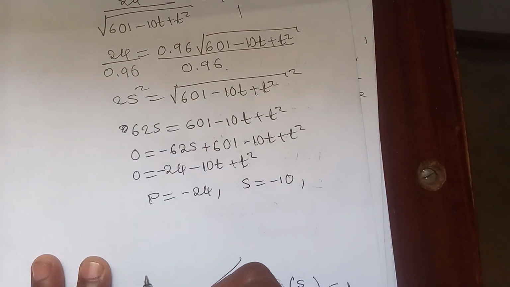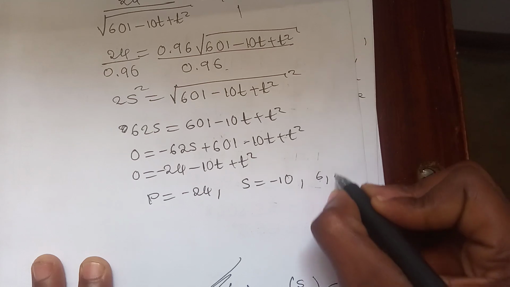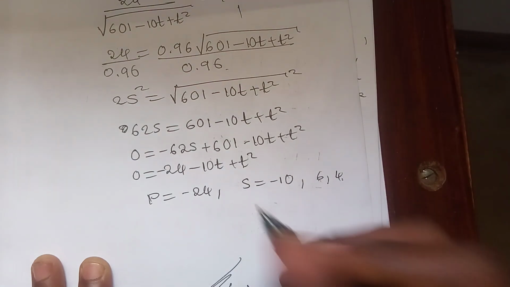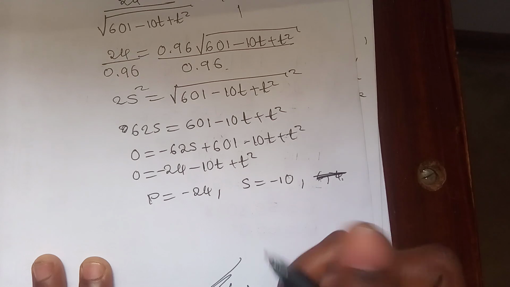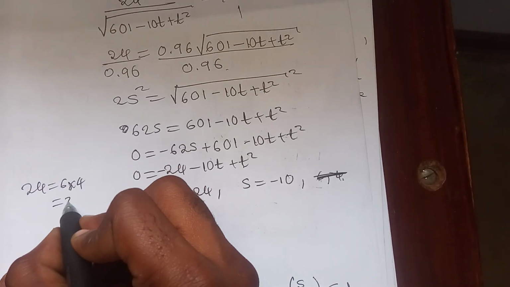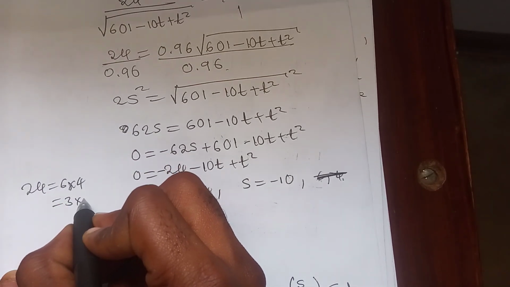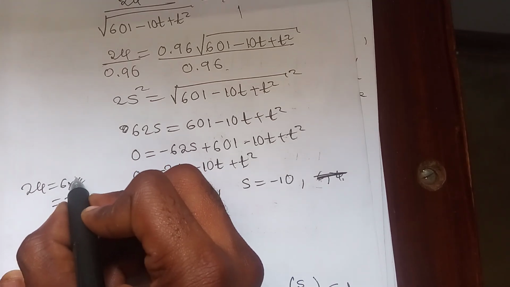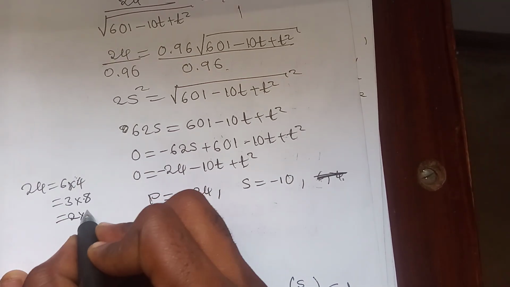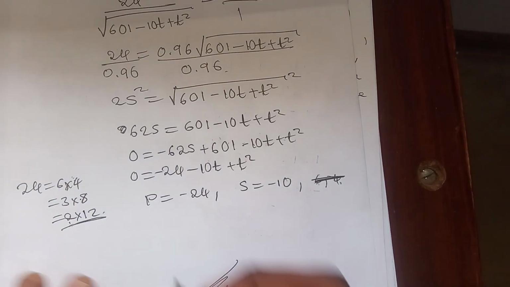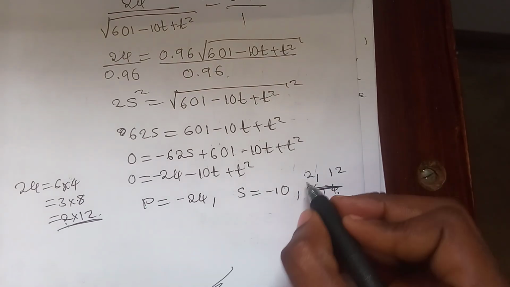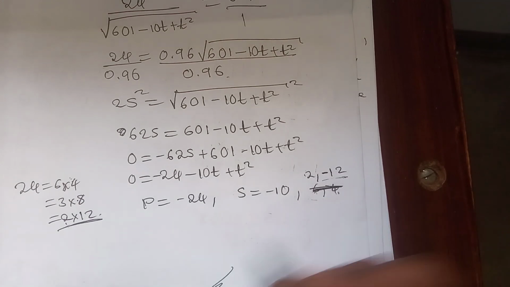So the factors will be 6 and 4, I think. No, 6 times 4, no. These will not be the factors. So for 24, we have 6 times 4. We have 3 times 12, no. 3 times 8. We also have 2 times 12. Okay, so the factors here are 2 and 12. And because we want both numbers to be negatives, we can have that.